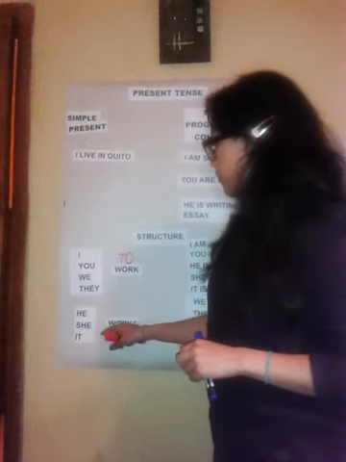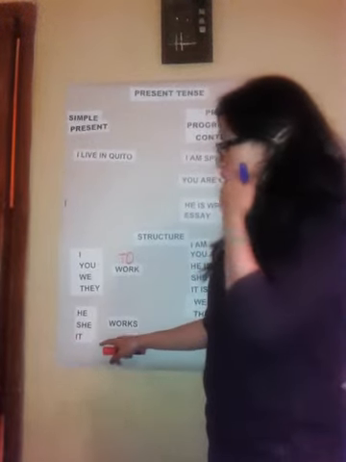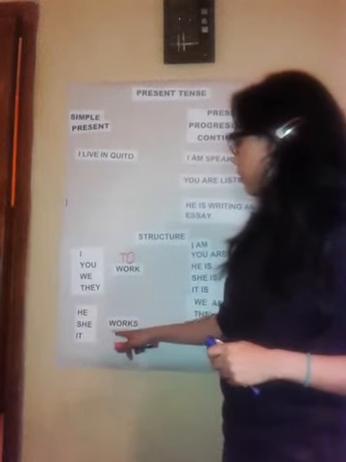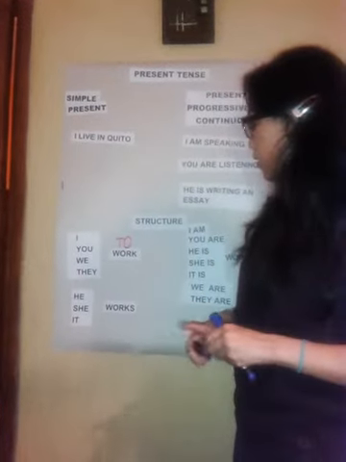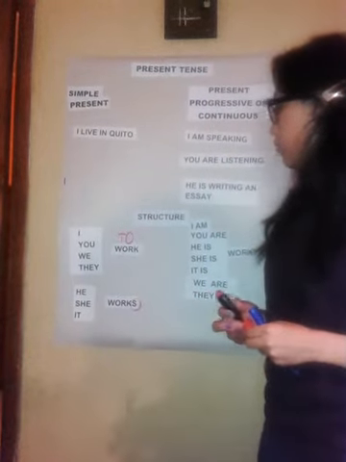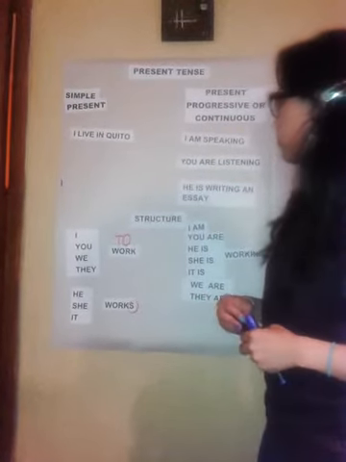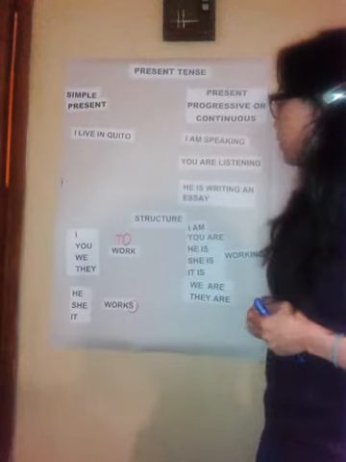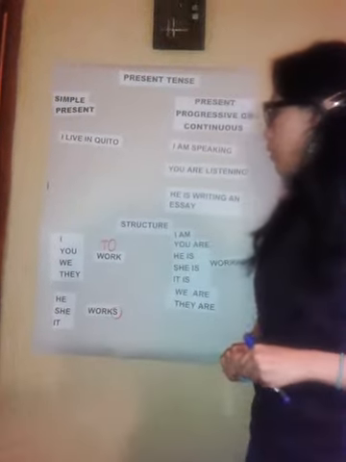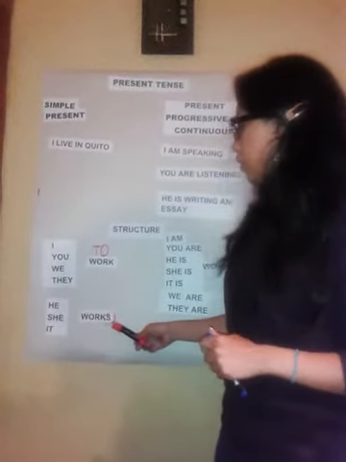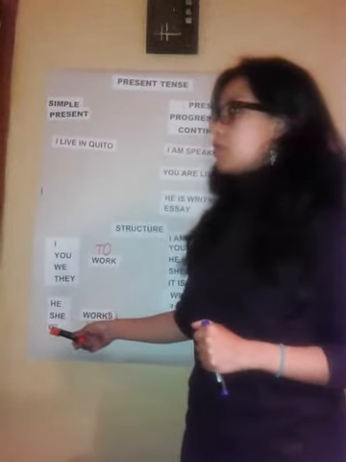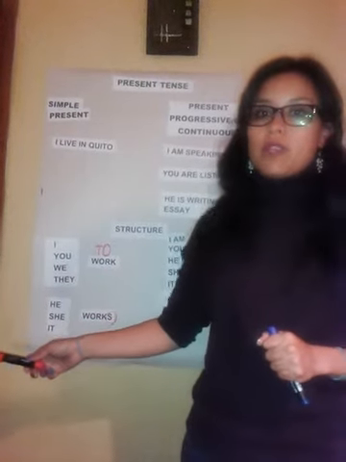On the other hand, we have these 3 pronouns, he, she, it, with the base form of the verb plus s. We add an s to conjugate the simple present tense with these 3 pronouns. So, he works in the office, she works in Quito, it works. For example, the refrigerator works.